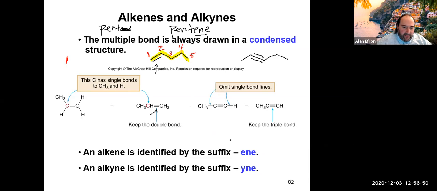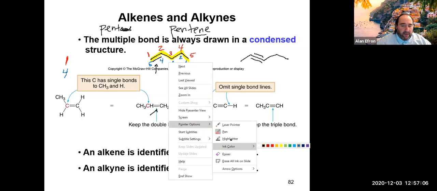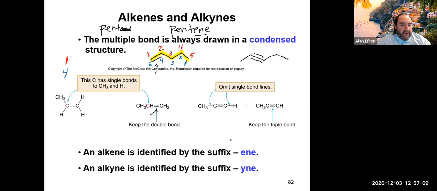If I went the opposite way, this would be carbon 1, this would be carbon 2, this would be carbon 3, this would be carbon 4, and this would be carbon 5, which means going the blue direction, my double bond would be at carbon number 4. So just like in organic chemistry, we want everything small. We would want to go the red way, and this guy would be known as 1-pentene. The 1 is where the double bond is located. It starts right here at carbon number 1. Any questions on that?